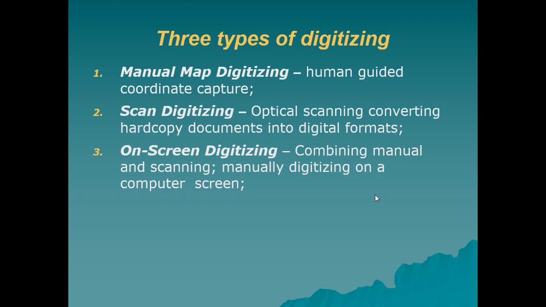So we have three types of digitizing. We would have touched on two of them already. We have our manual map digitizing, which is human guided coordinate capture. That's where we're tracing the features on the map digitally. We can scan. The scanning process is an optical scanning that converts hard copy documents into digital formats. And then the third format, which we have not addressed yet, is called on-screen digitizing, and this is a combination of manual and scanning.